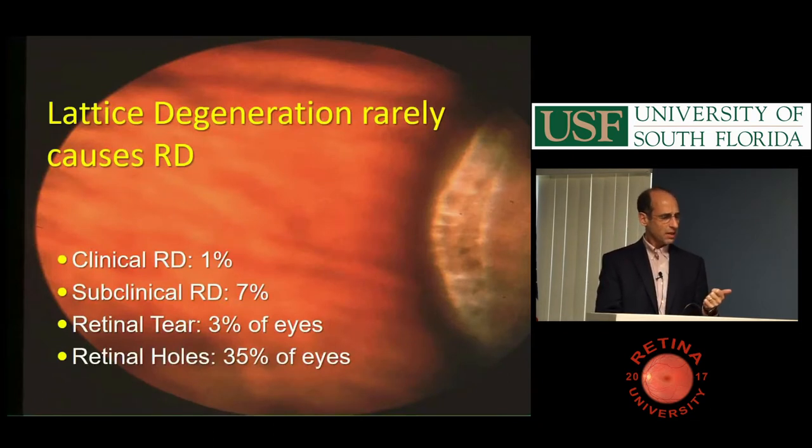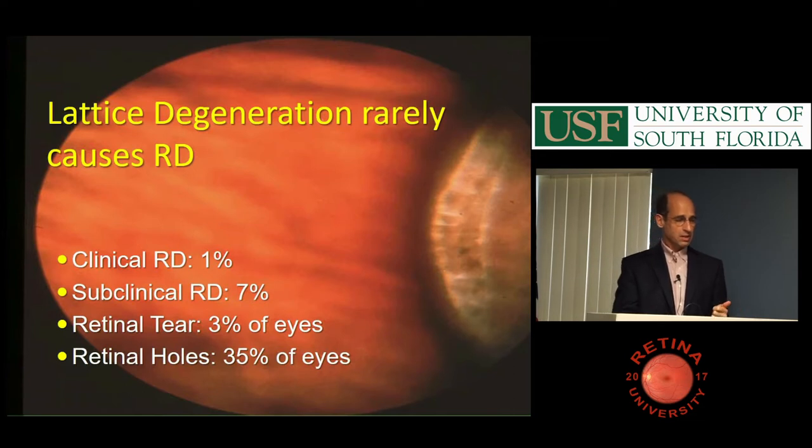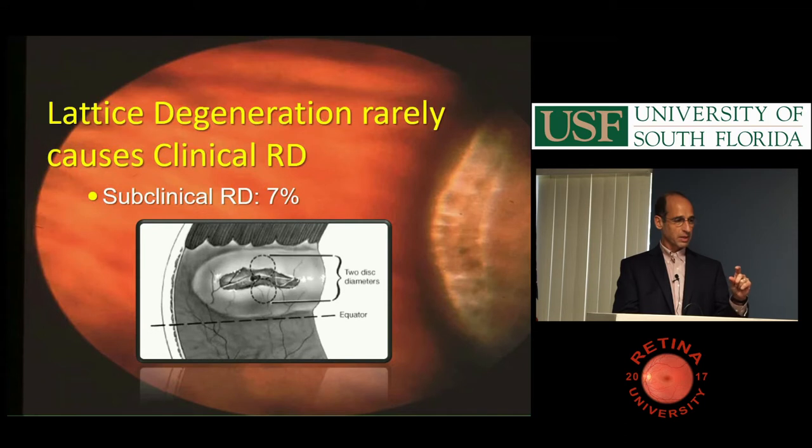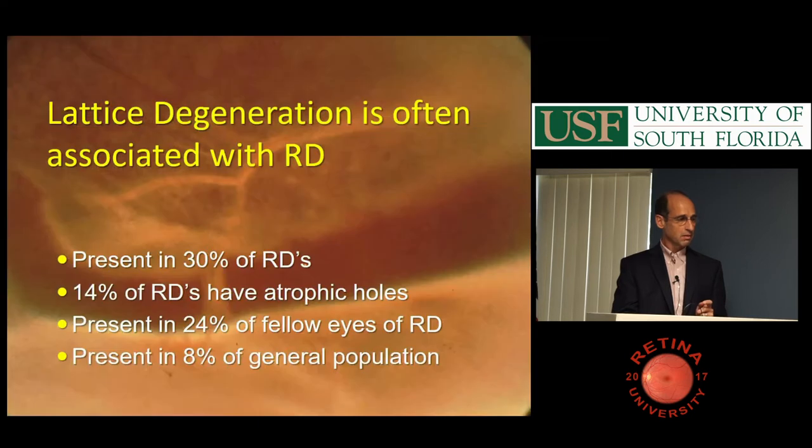I guess 1%, that's lower than that. I guess 1% of patients with lattice degeneration will get a retinal detachment, and 7% will get a subclinical one. So a small retinal detachment isn't uncommon, but a big retinal detachment is less common. And this shows you subclinical detachment. So you have 2 disc diameters of fluid around it, and then anterior to the equator is considered subclinical.